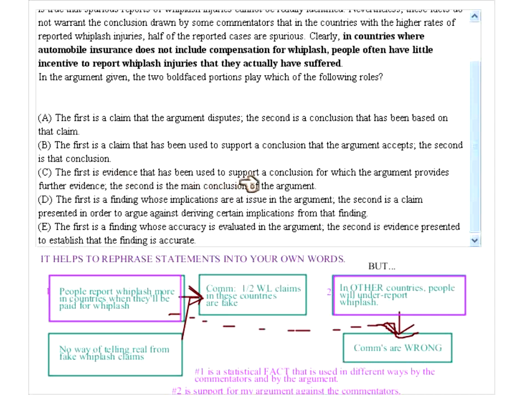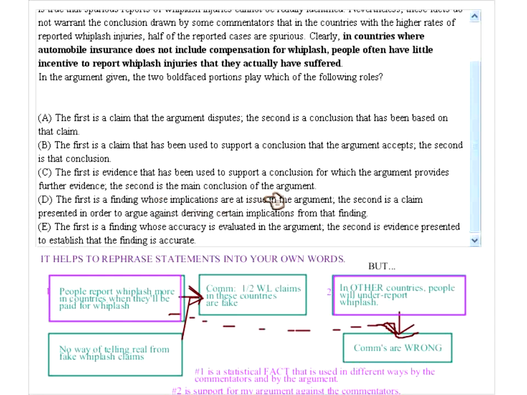The first is evidence that has been used to support a conclusion for which the argument provides further evidence. The second is the main conclusion of the argument. Well, second's not a conclusion of anything. The second is support for this conclusion. So that's another reason to rule out B and C, because the second is not a conclusion. The second is support for this conclusion.